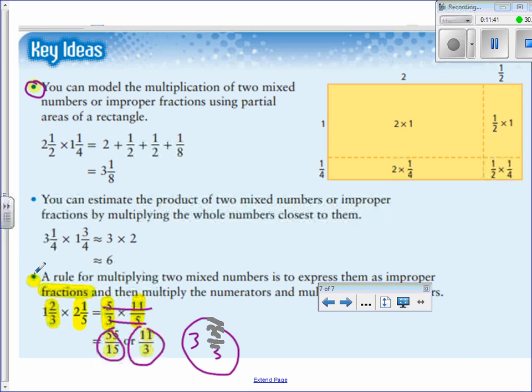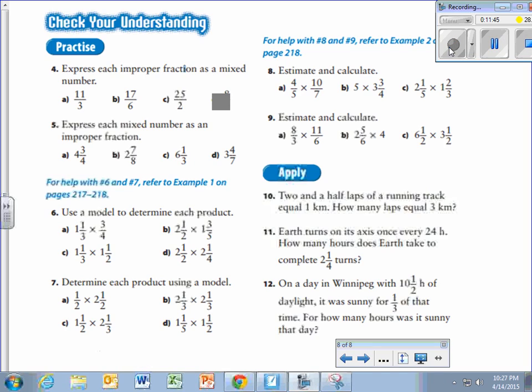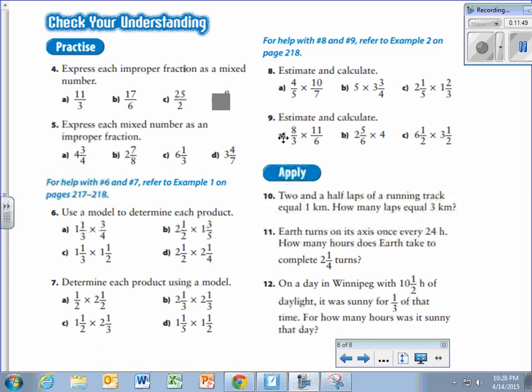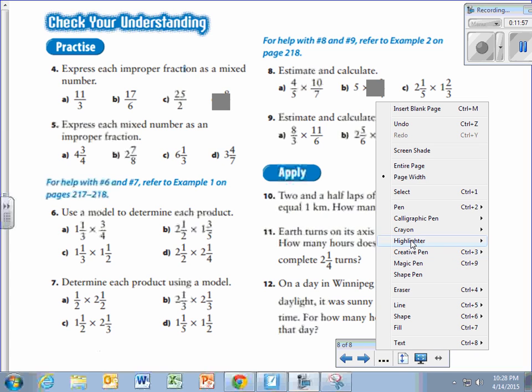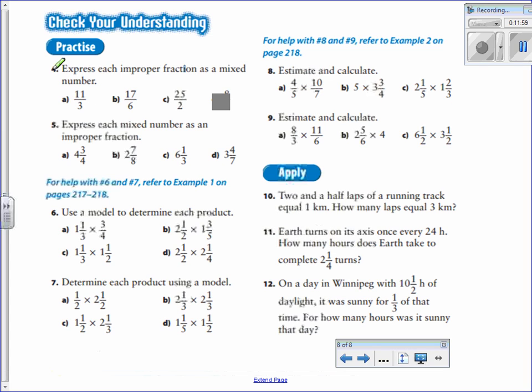So for homework for Friday, I would like you to go to page 220. So turn your textbooks to page 220, and you are going to work on question 4, 5, 6, 7, all the way down to 12. Okay, so we've got 9 practice questions, and we've got some application questions here below. And I'd like you to try all of these.